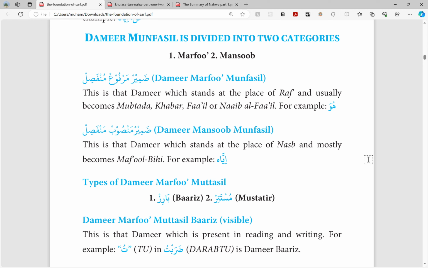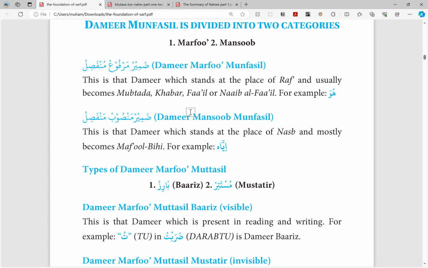Zamir marfu' munfasil is that zamir which stands in the place of rafa and usually becomes mubtada, khabar, fa'il or na'ibul fa'il. And I don't believe we've covered mubtada khabar until yet. We've covered fa'il and na'ibul fa'il in the previous lessons. Mubtada being the subject, khabar is the predicate.